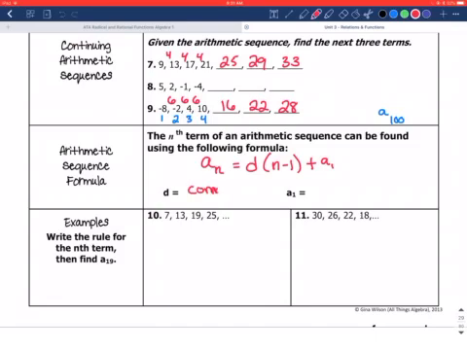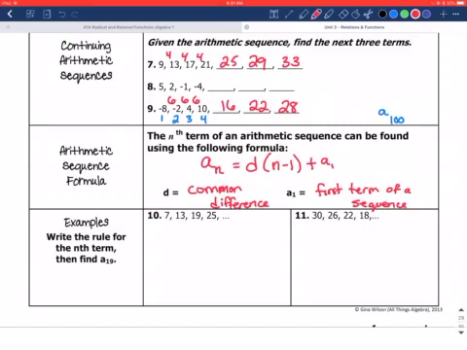Ooh. There's 2 m's in there. Common difference. It's been a while, I guess. And a sub 1 is the first term of a sequence.